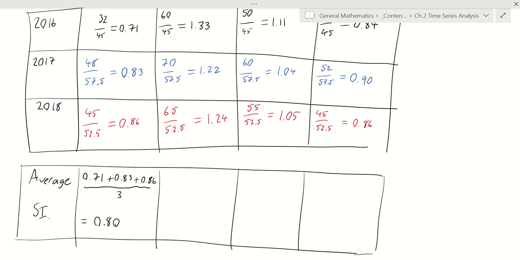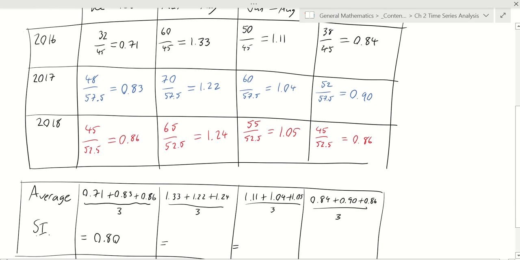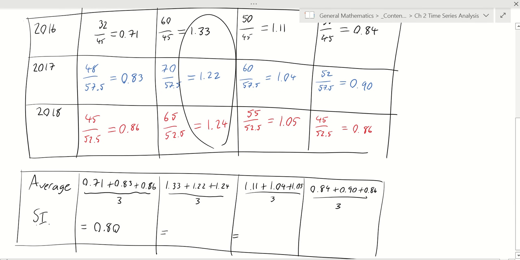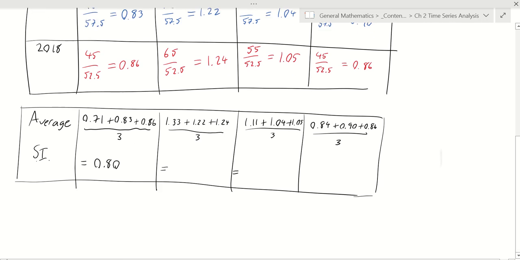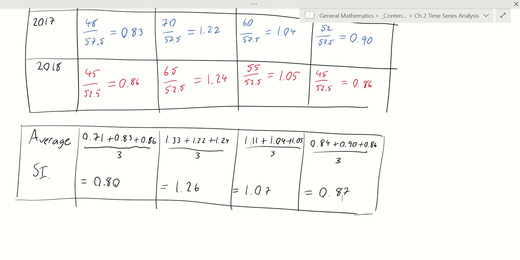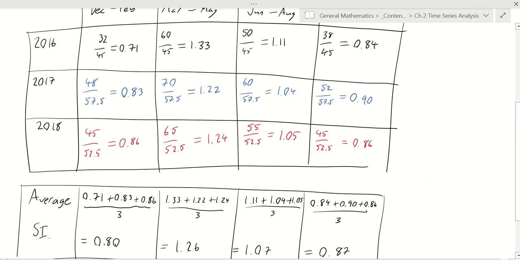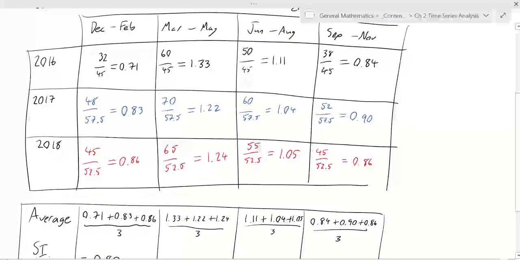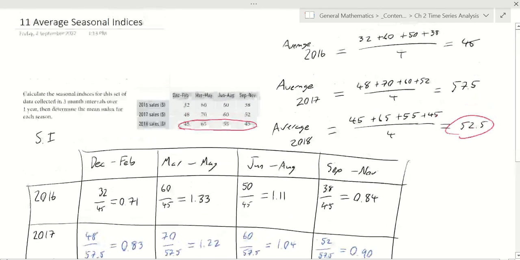Alrighty. And now we're just going to repeat that process for each of the other seasons. I like to write all my notes first, work out what exactly I'm averaging. So you can see each column has been averaged. And then from there, you can use your calculator to finish off the calculations. Alrighty, and there we go. Those are our average seasonal indexes for the periods December to February, March to May, June to August, and September to November.